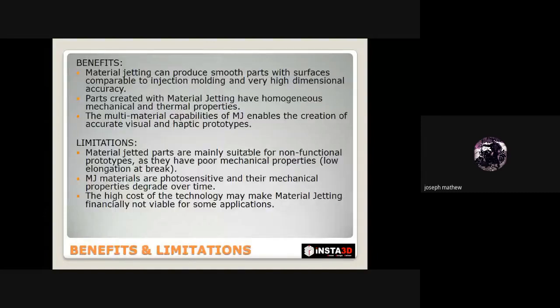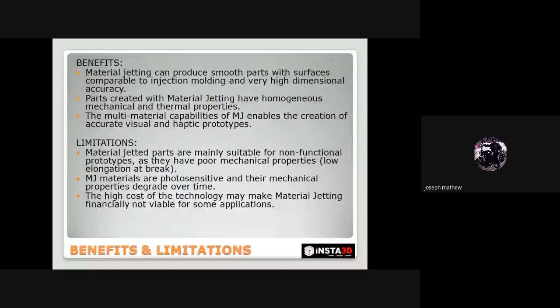Coming to the benefits and limitations of material jetting technology, this can, as you see, produce smooth parts which have high dimensional accuracy. We can reach a dimensional accuracy of even plus or minus 0.02 mm using material jetting, which is not available in any other 3D printing technologies. So parts created with material jetting have homogeneous mechanical and thermal properties, since the material is inputted from different nozzles.